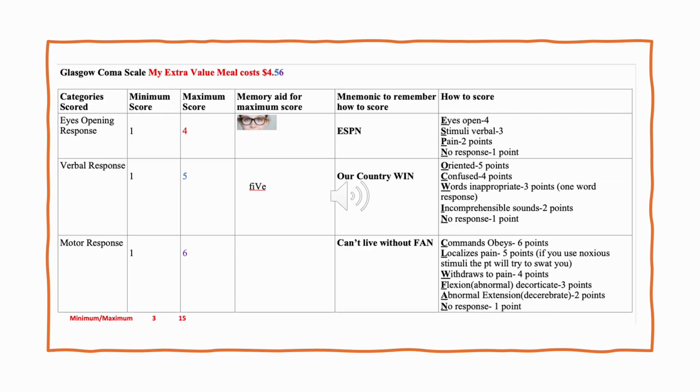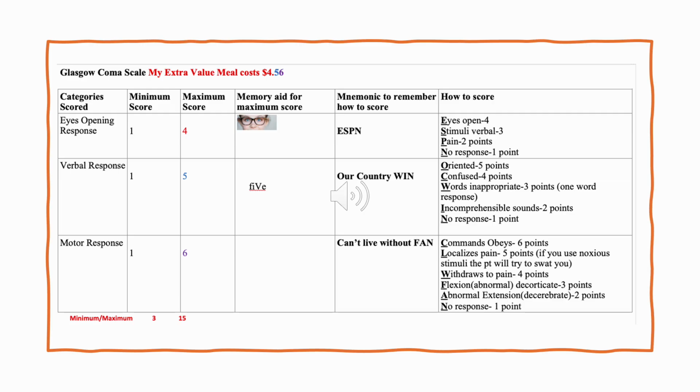Okay. Now I also have a couple mnemonics. So for eye opening, I use ESPN. If the eyes open when you walk in the room, that's spontaneous, give them a 4. If they open their eyes to stimuli, you give them a 3. So I walk in the room, I say, Mrs. Jones, and they open their eyes to Mrs. Jones. Okay, if I elicit pain on the patient by pressing on their thumb or something like that, I give them 2 points if they open their eyes for that. If they have no response, I give them 1 point.